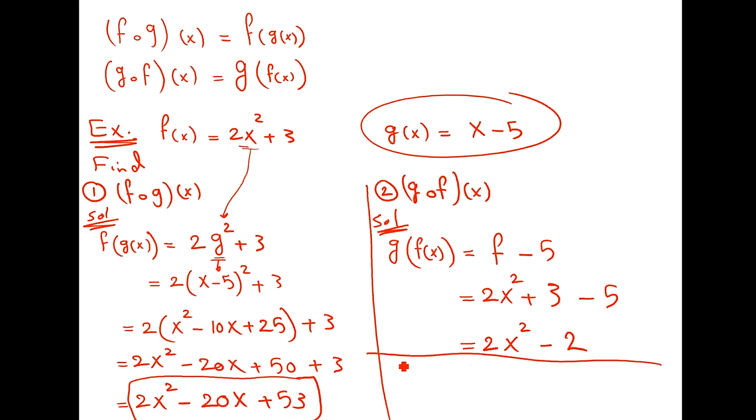And if you need to find number 3, for example, g composite f at 3, so this is equal what? 3 squared times 2 minus 2, because we found g composite f. And g composite f of 3, we can substitute 3 in the g composite f. This equal 3 squared, 9, multiply 2, 18, minus 2, this is equal 16. Okay?